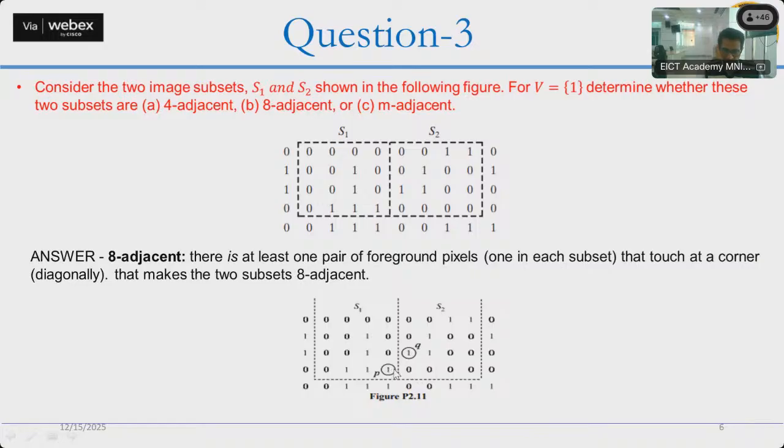Even now, maybe we can consider only M-adjacency if there was a path from P. If this marked 0 were 1, then only would it be a case of M-adjacency. Since there is no such path, only one path is available, and that's why it is considered 8-adjacent. Is it clear?